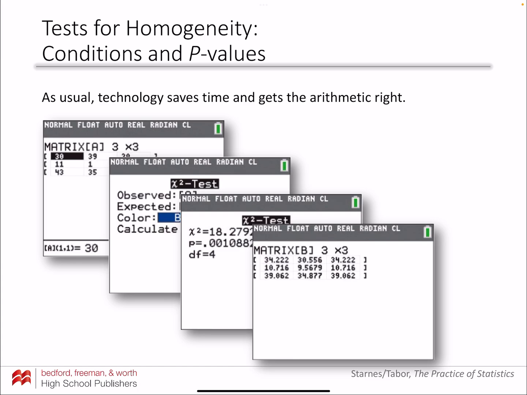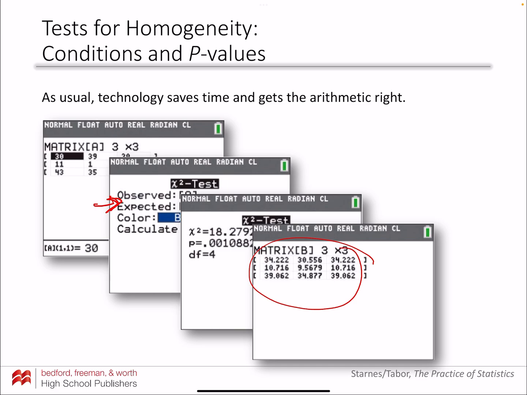After you do all that, if you go back into your matrix function in the calculator, and go into matrix B or wherever you selected for the expected counts, it automatically populates the expected counts for you. So it does all that number crunching. Remember that formula, row total times column total divided by the total for each cell. So you don't actually have to do that math.